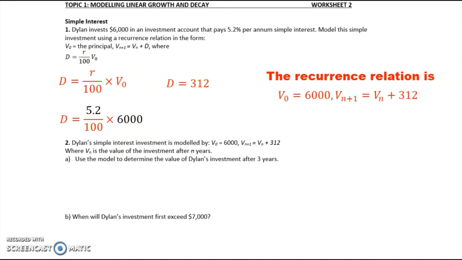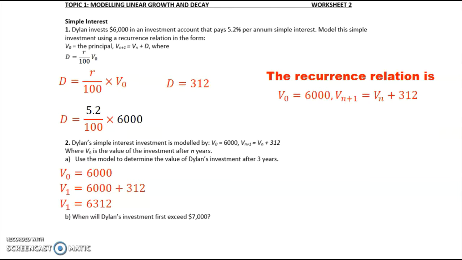So this occurs all the time when it comes to the exams. This occurs where Vn is the value of the investment after n years. So A, we're going to use the model to determine the value of Dylan's investment after 3 years. So let's have a look at what we have to do. V0 equals 6,000. Now, the best way to model these type of questions is actually showing the working, as you can see there. So V1, which is the next term, equals 6,000 + 312.